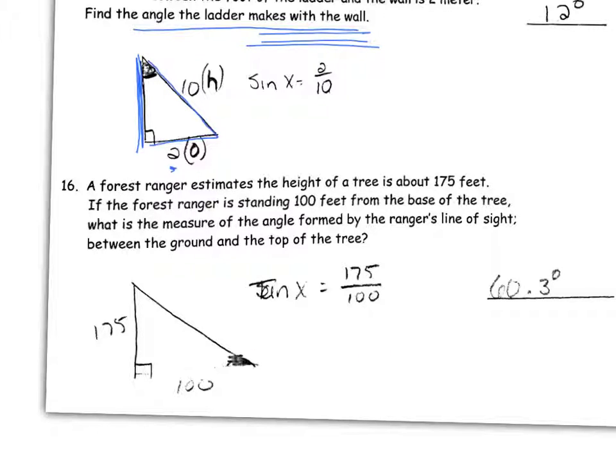So again, you need to label your sides. It was the opposite over adjacent, so tan. So I was looking for the tan of x. I set up my ratio. I did the division. I found it in the tan column, and it was 60 degrees, or I put 60.3 because I was using a calculator, but 60 degrees.